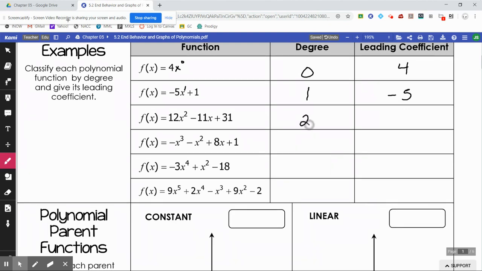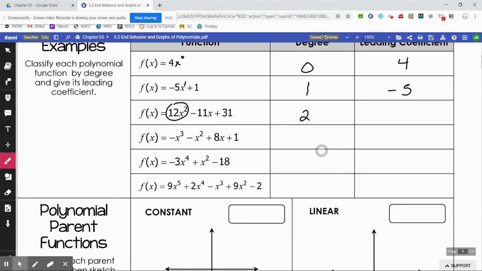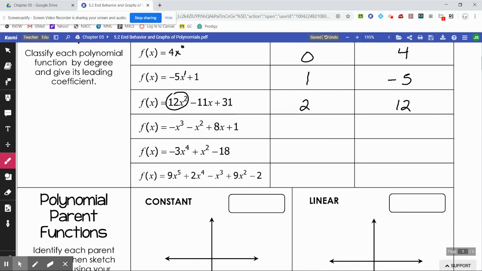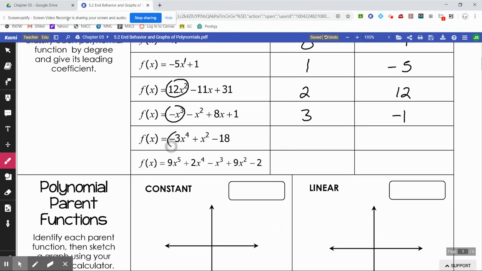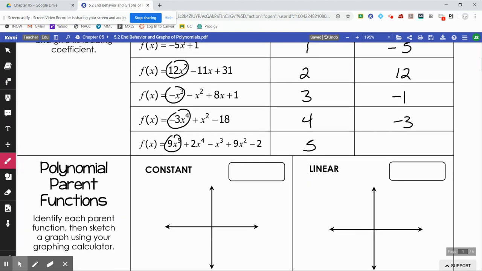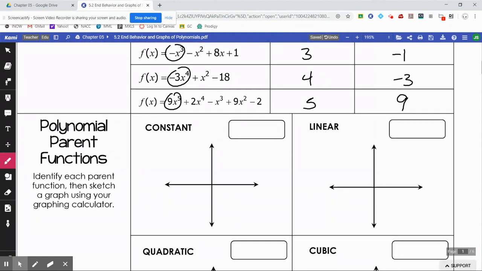Here, the highest power is a 2, and the coefficient in front of it is a 12. Here the highest power is a 3, and the coefficient, the number in front of it, is a -1. Here your highest power is a 4, the coefficient is -3, and here the highest power is a 5. It's a 5th degree polynomial, and the coefficient is a 9. So now how are we going to use that? It's going to tell us that the highest power and coefficient are going to tell us the general shape of these functions.